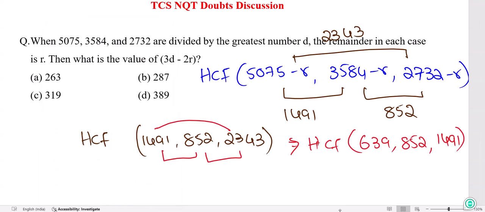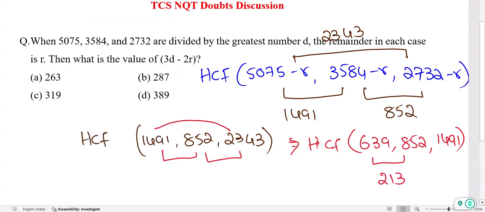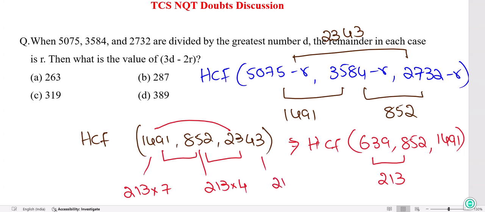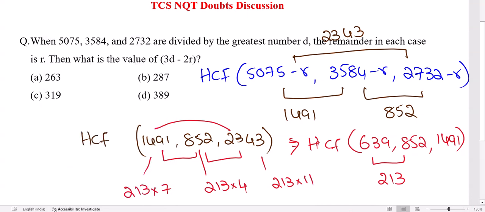Now you check, if HCF is still not clear, again take difference. Again take difference, no issues. If you are not okay with that, again you take difference. 213, right? I think if you check it out, this is 213. Every number is divisible by 213. This is 213 into 7. This is 213 into 4. This is 213 into 11 it seems. We'll check once. 213 into 11. Yeah. So HCF here is 213.